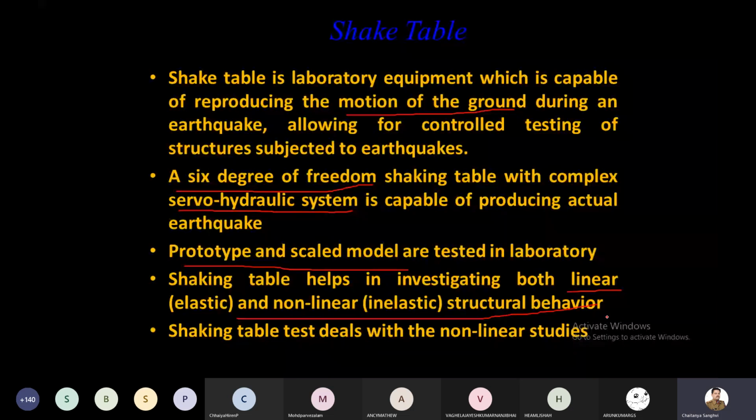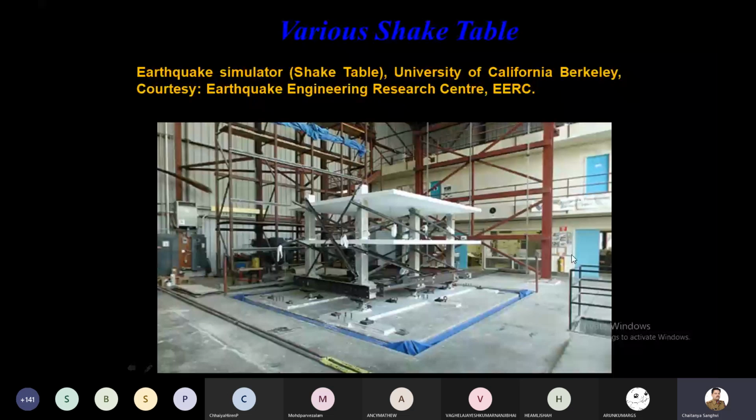Now we look at the facilities available worldwide, right? If you look at this, this is the shake table, the earthquake simulator of University of California, Berkeley. Now you look at the setup. The setup is so big. This is the shaking table, right?